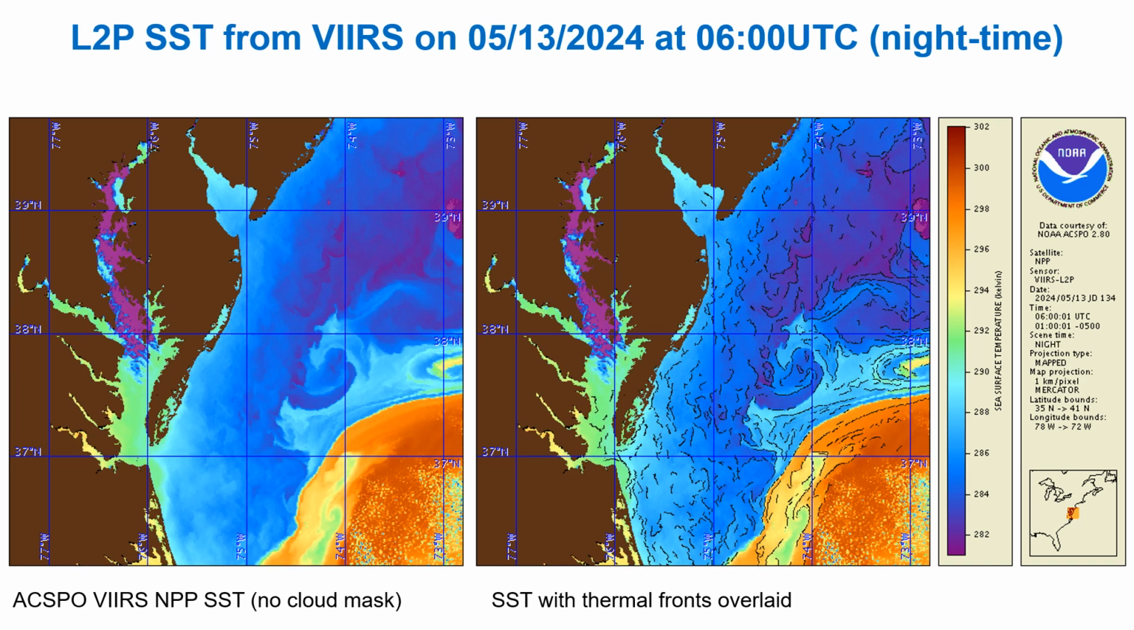This example is also L2P SST from VIIRS NPP, but it's a nighttime granule. On the left is SST without cloud mask, and on the right SST with thermal fronts overlaid. Again, this is the same Mercator projection for comparison purposes.